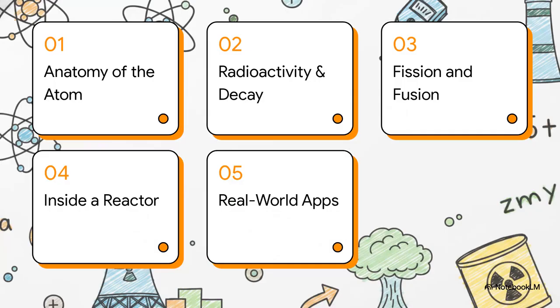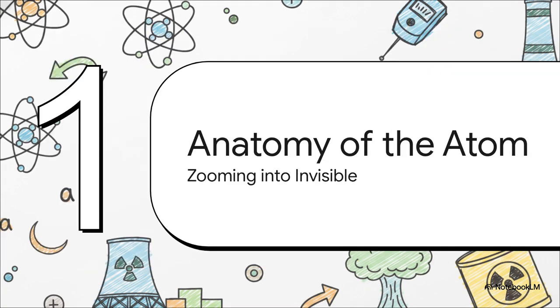Okay, so here's our roadmap for today. We're going to zoom out progressively. We'll start with the anatomy of the atom, move on to radioactivity and decay, and then hit nuclear fission and fusion. After that, we'll step inside a nuclear reactor and finally wrap up with some really cool real-world applications. All right, let's jump right into section 1, anatomy of the atom, zooming into the invisible.